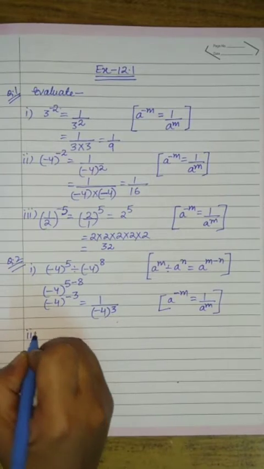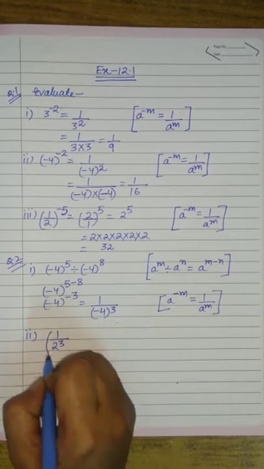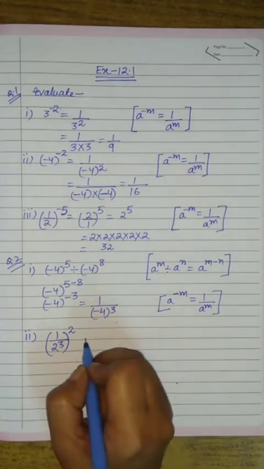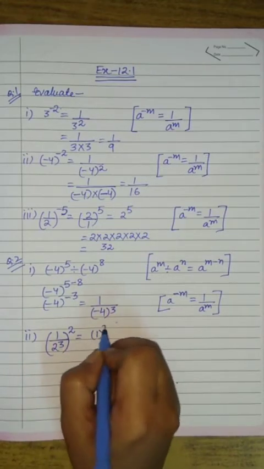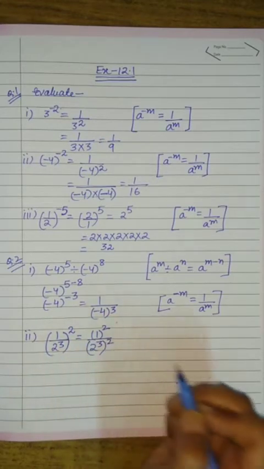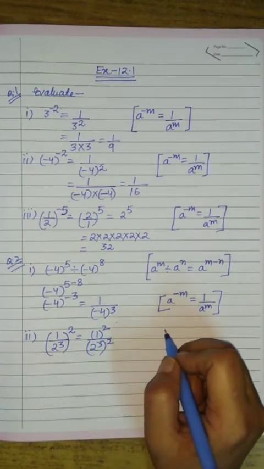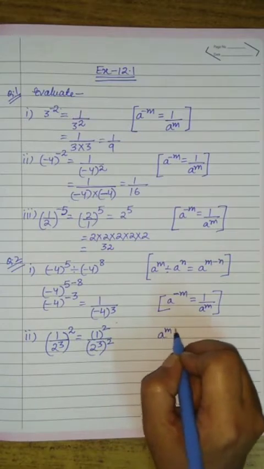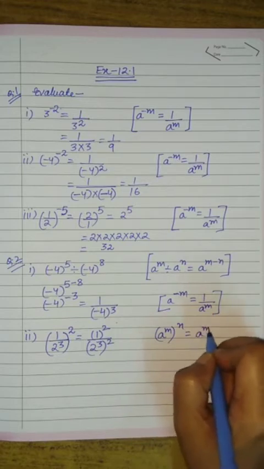Now second part of this question, we have 1 upon 2 raised to power 3 to the power 2. Now I will write it as 1 to the power 2 upon 2 raised to power 3 to the power 2. Now here I am using a raised to power m to the power n is equal to a raised to power m n.